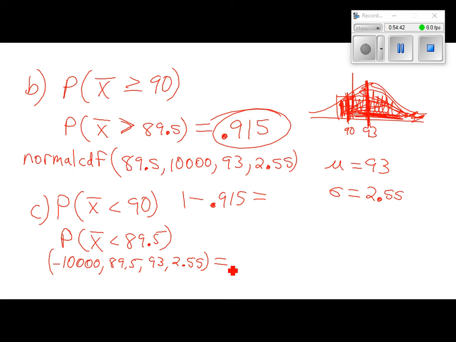Anybody do this one yet? What'd you get? 0.085. Anybody punch this one into your calculator yet? Pretty close. Will you take either one? Well, actually, round up. It rounds up to 0.085. So it went down.